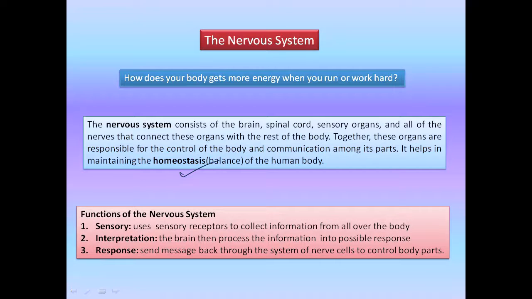So what are the functions of nervous system? There are three main functions. There is sensory. Sensory receptors collect information from all over the body. Then interpretation. The brain then processes the information into possible response. Then response: send message back through the nerve system to control the body parts.